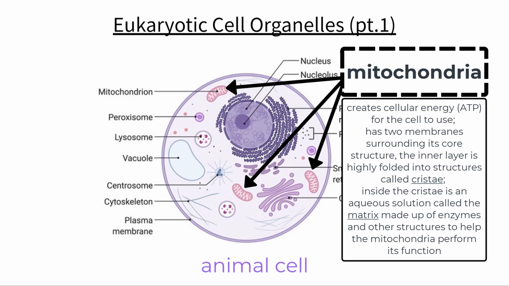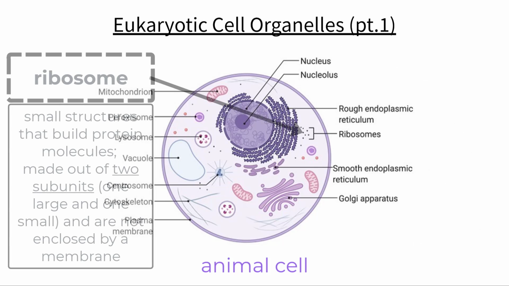The mitochondria has two membranes surrounding its core structure, and the inner layer is highly folded into structures called cristae. Inside the cristae, you will find an aqueous solution called the matrix, which is made up of enzymes and other structures to help the mitochondria perform its function. You will learn a lot more about this specific organelle throughout this course.